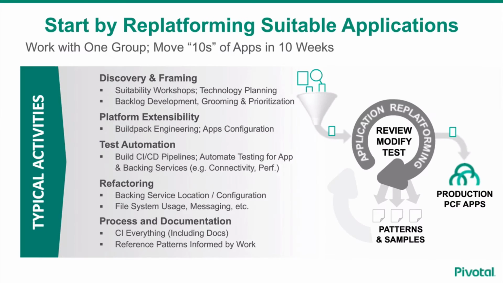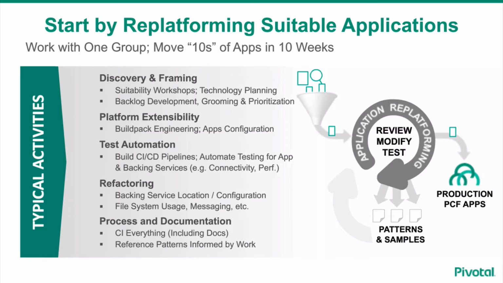So once you've identified some of those suitable applications, work with one group. Move a bunch of applications and do these short sprints. So, do a discovery, frame some things. Start to look at, do we need to do some build package re-engineering at all? What kind of configuration can we boil out, or where do we need to pull out of and either put in a configuration server or put in environment variables? Start to look at test automation.